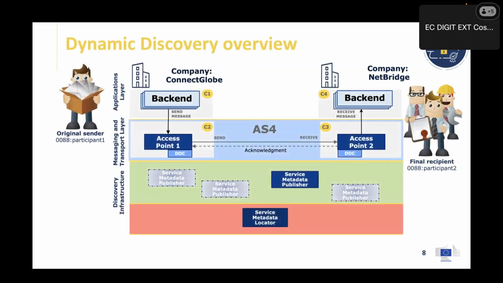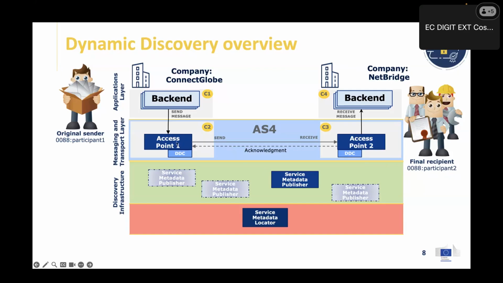So, what is dynamic discovery? It is an overview of two companies, the original sender on the left side and the final recipient on the right side. This is the sender which wants to send a document to the final recipient, let's say an invoice. The original sender will send the invoice through the backend of the first access point, its own access point, but it will indicate the unique identifier of the final recipient. In this case it is 008 participant 2. It will put it in as metadata in the message.